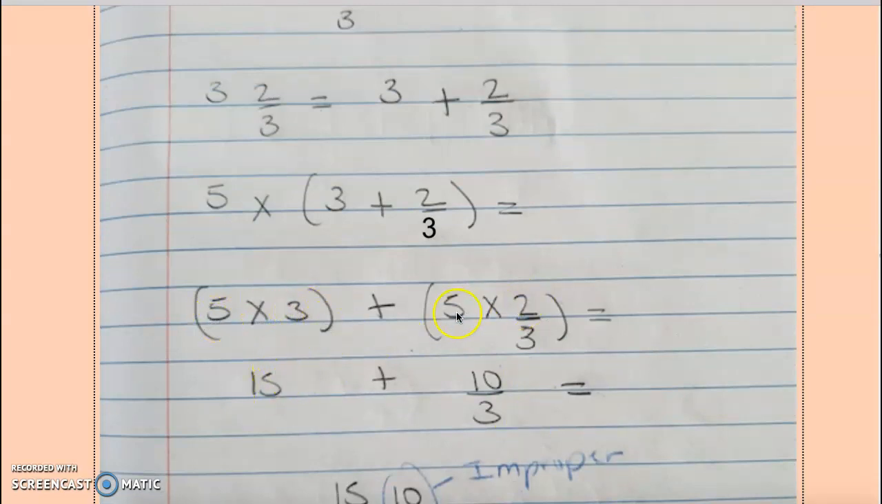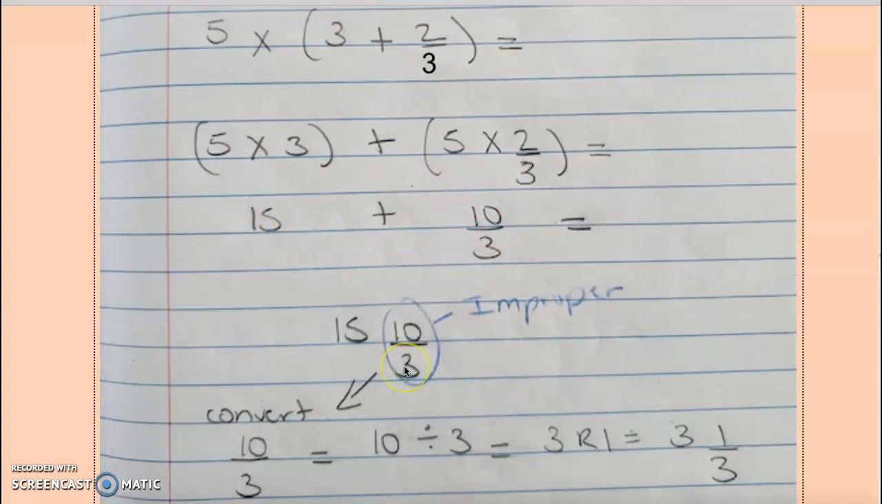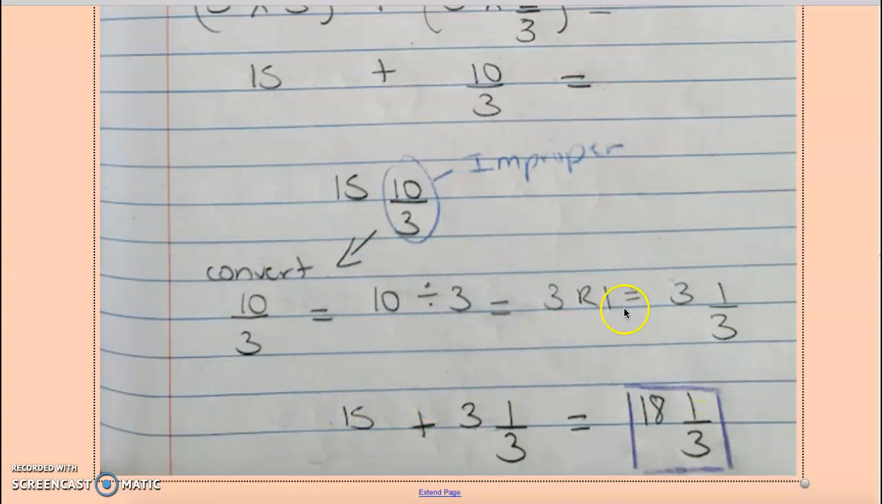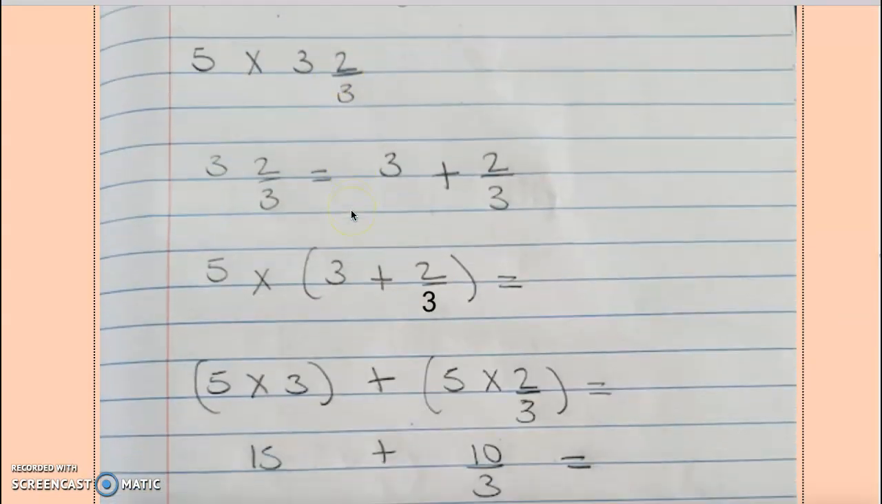5 times 3 is 15. 5 times 2/3 is 10 over 3. Now I have an improper fraction here. So first of all, what I want to do is I want to convert. So I have a 15 and 10/3, but I'm going to convert my 10/3. So I know 10 over 3 is also equal to 10 divided by 3. So that gives me 3 with a remainder of 1, which is also equivalent to 3 and 1/3. So now I can add my 3 and 1/3 to my 15. So 15 plus 3 and 1/3 gives me 18 and 1/3. And that is the product of 5 times 3 and 2/3.